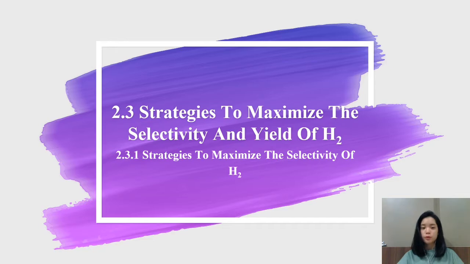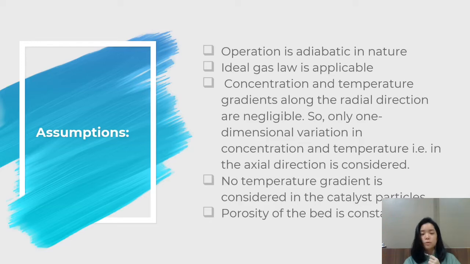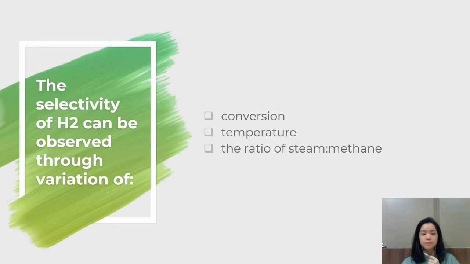Moving on to 2.3, we have strategies to maximize the selectivity and yield of H2. Before we proceed, we need to make some basic assumptions. The selectivity of H2 can be observed through, first, conversion, then temperature, and the ratio of steam to methane.